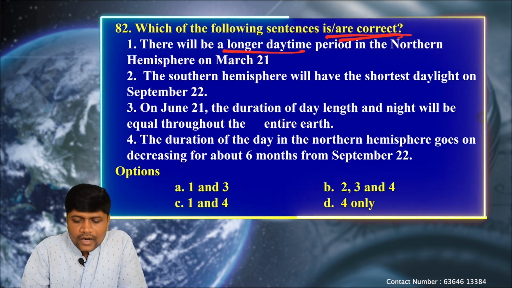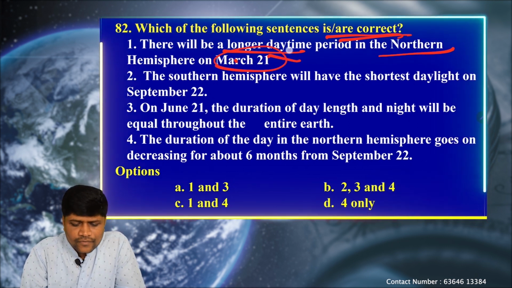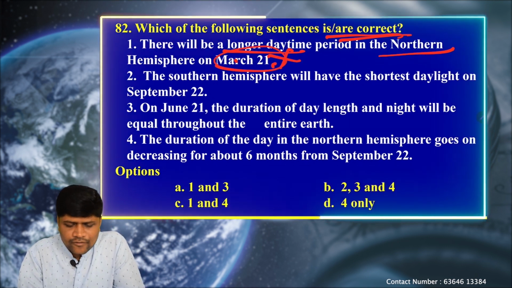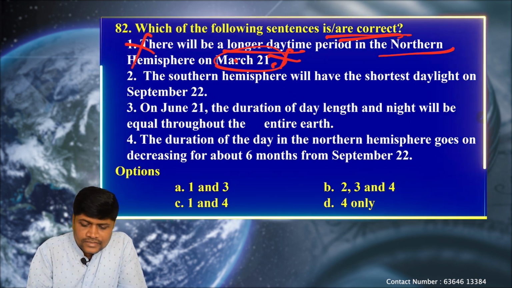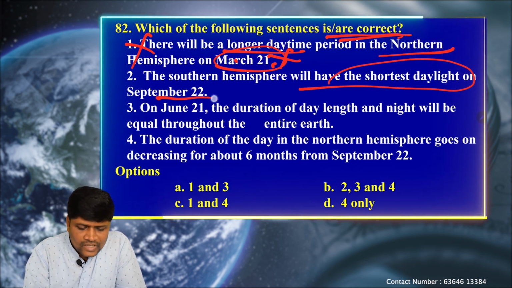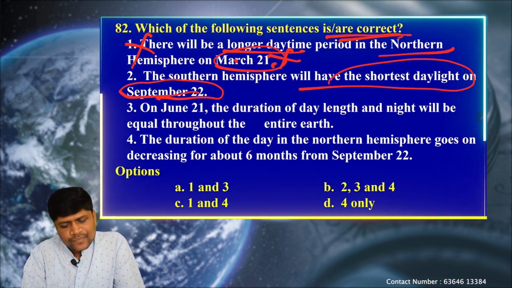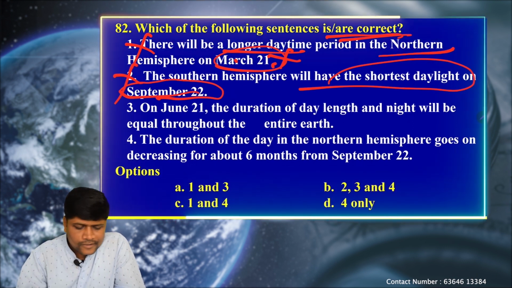There will be a longer daytime period in the northern hemisphere on March 21st. No, March 21st and September 22nd are the equinox days. So it becomes a wrong statement. Next, the southern hemisphere will have the shortest daylight on September 22nd. No, even it is an equinox day, it will receive an equal amount of sunshine. So this statement also becomes wrong.